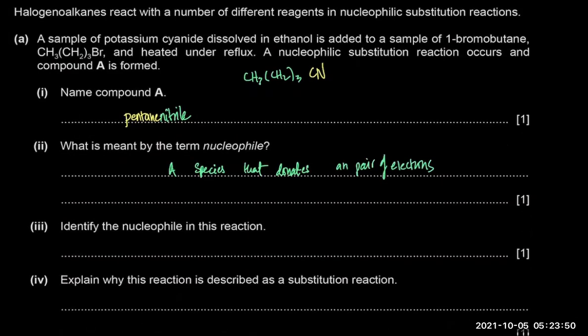Identify the nucleophile. Cyanide ion, right? Make sure you show the minus charge, and draw the lone pair, because you want to show that it's going to donate a pair of electrons.